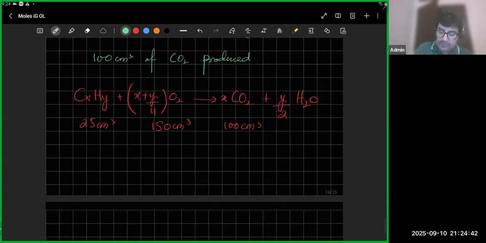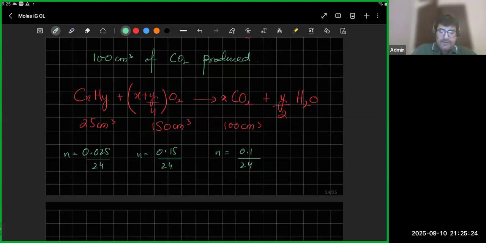The first thing is I'm going to find the moles of each one of them. So 25 in dm cube would be divided by 1000. That's going to be 0.025 dm cube divided by 24. This would be 0.15 dm cube divided by 24. And this would be 100 divided by 1000. That's 0.1 dm cube, divide that by 24. So find out the moles of each one of them, and then find the simplest ratio in which these moles exist, or in which these reactants and products are reacting.